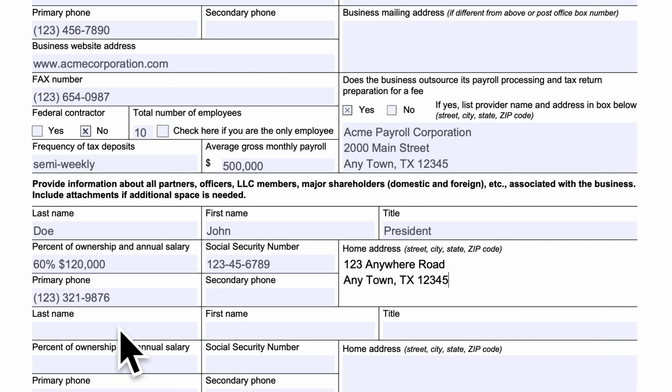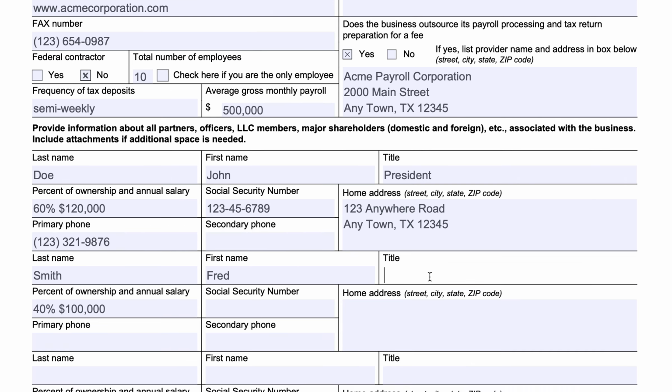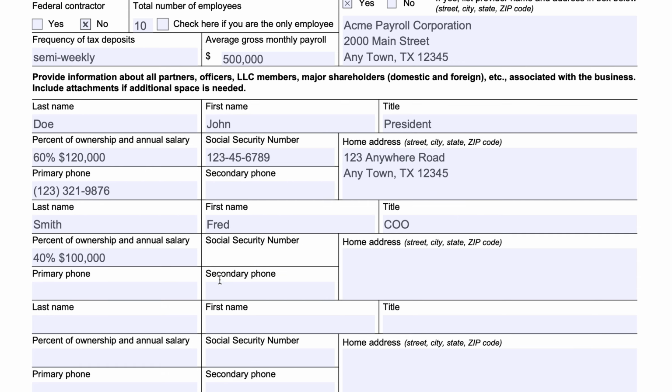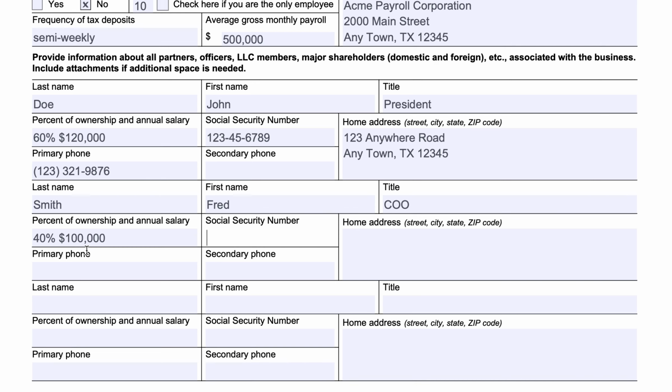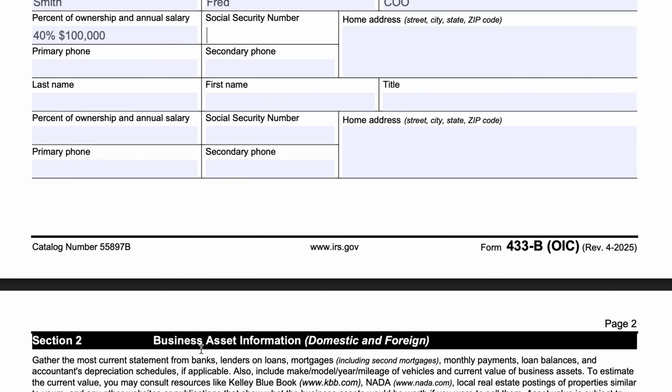And then let's just say his partner is Fred Smith. He owns the other 40%, and let's just say that his salary is $100,000. And then we can kind of understand COO. The rest of these fields are pretty self-explanatory, so I won't go into belaboring detail, but there's room for a third person if you needed to. And then, as mentioned, you can just attach documentation as necessary.